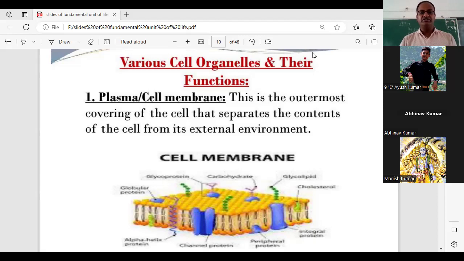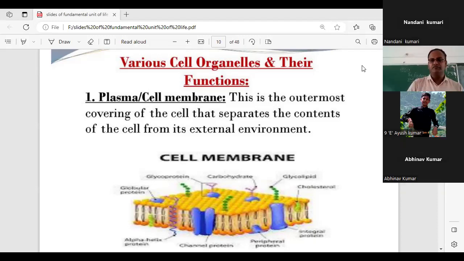Yes, Shamli Ritika has given the answer through the chat box. You can also raise your hand so that I can unmute you. Yes, correct, Shamli Ritika. It is lipid bilayer and protein. Very good. Now, can anyone tell me the function of plasma membrane? Please raise your hand so that I can unmute you. It should be an interactive class.